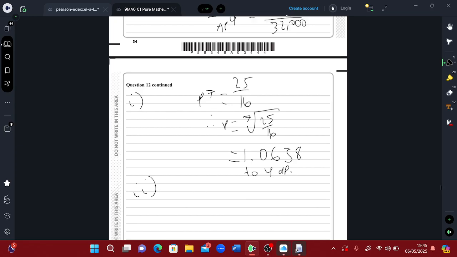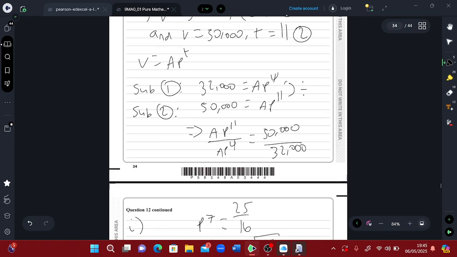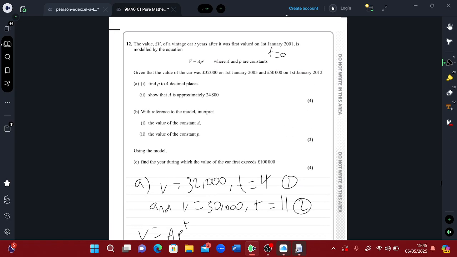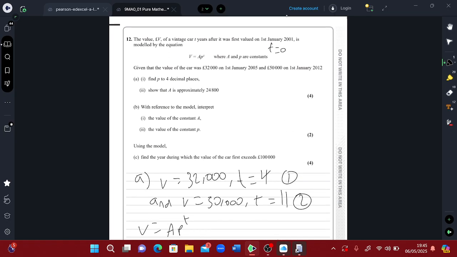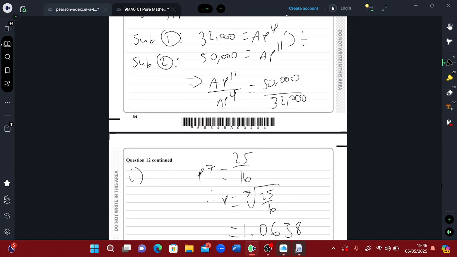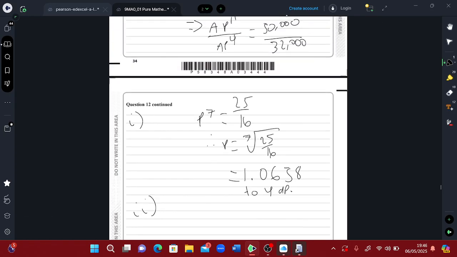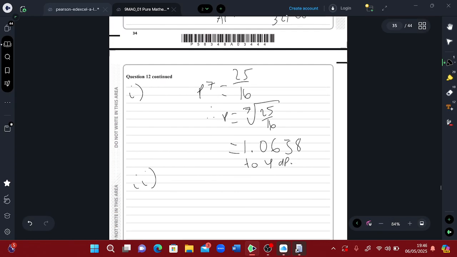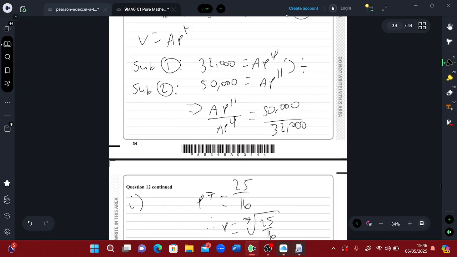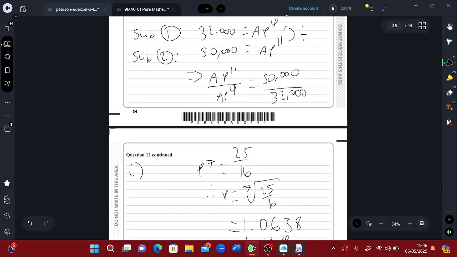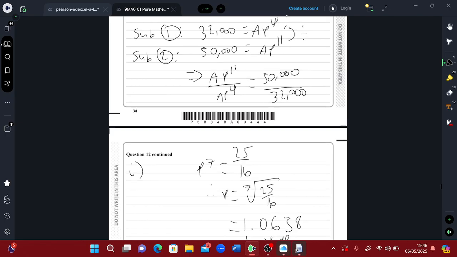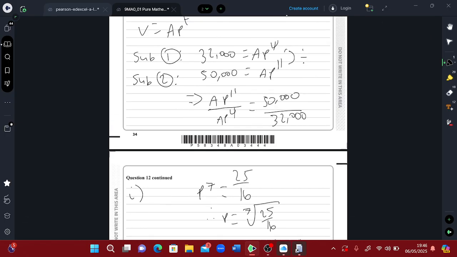Then it says to find A. Okay, so we can show that A is approximately this value. We found P, which isn't the nicest number, but we also have an exact form for it. It says it's approximately, so there's not really much we can do other than simplify, and if we can't simplify, just substitute it in and plug it into the calculator. So just substitute P into any of these. Let's use the first one.